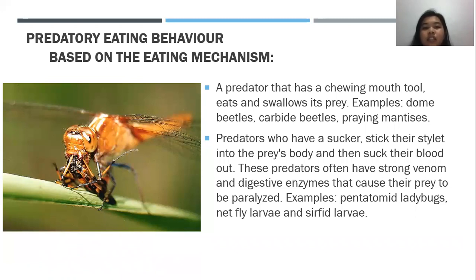And the second one is predators that have a sucker, who stick their stylet into the prey's body and then suck their blood out. These predators often have strong venom and digestive enzymes that cause their prey to be paralyzed. For example, pentatomid bugs, mayfly larvae, and syrphid larvae.